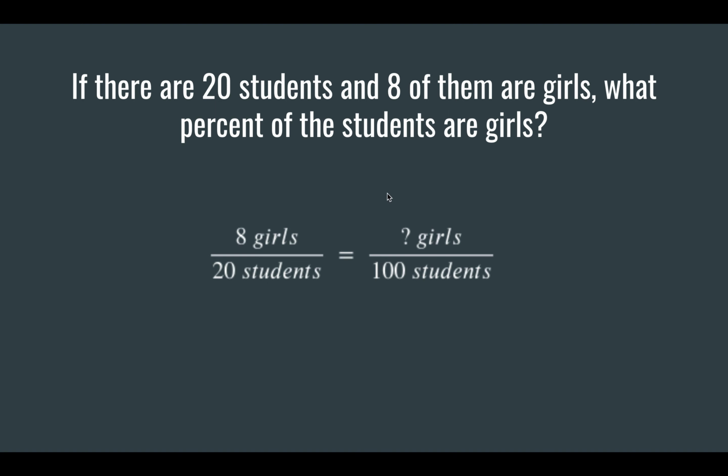So 8 girls times 5 gives me 40 girls. And now that I have this ratio of 40 girls for each 100 students, I can tell you that that means that 40% of the students are girls. Make sure you have this example problem in your notes before continuing on.